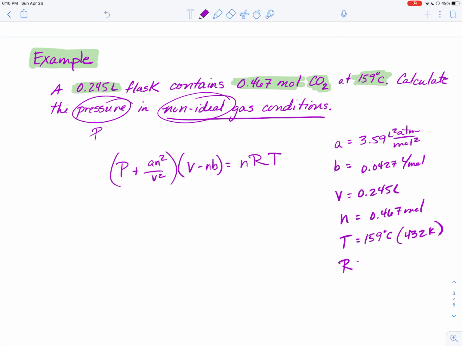We know an R. Let's go ahead and look at what R we are going to use. Are we going to use 8.314 kilopascals or atm? Well, it turns out that our A correction factor has atm in it. So let's just use the one with the atm. 0.08206 liters atm per mole Kelvin. All right, so I think we have all of the variables we will need. It's just a matter of plug in and solve the problem.